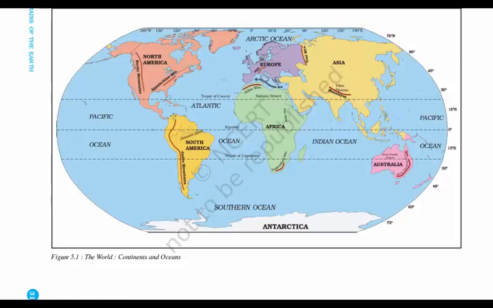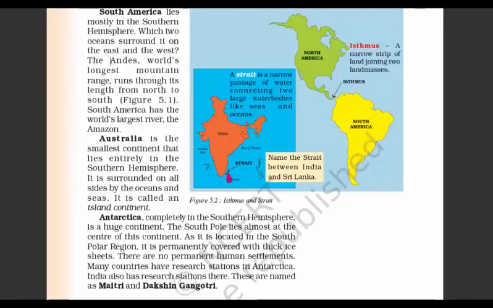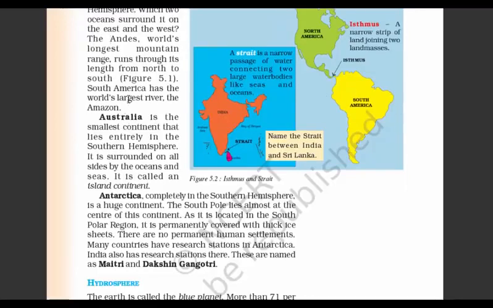So this is nothing but the Andes mountain. This is the longest chain of mountain anywhere. And South America also has the world's largest river. Remember, it's the world's largest river, not the longest river. Largest river is Amazon and longest river is Nile.